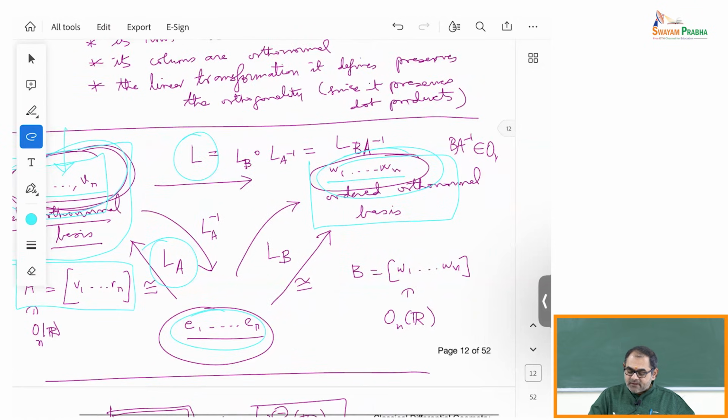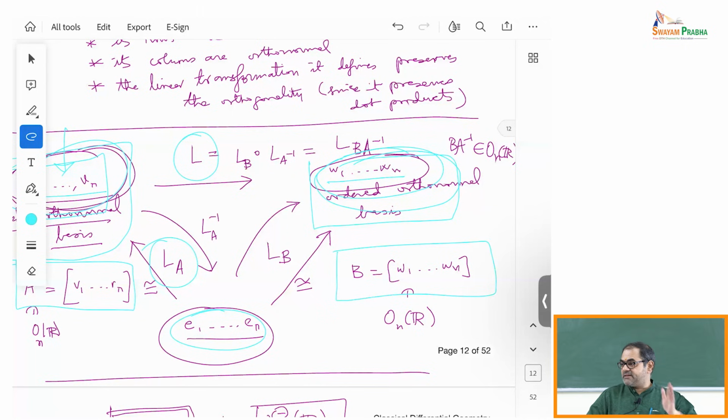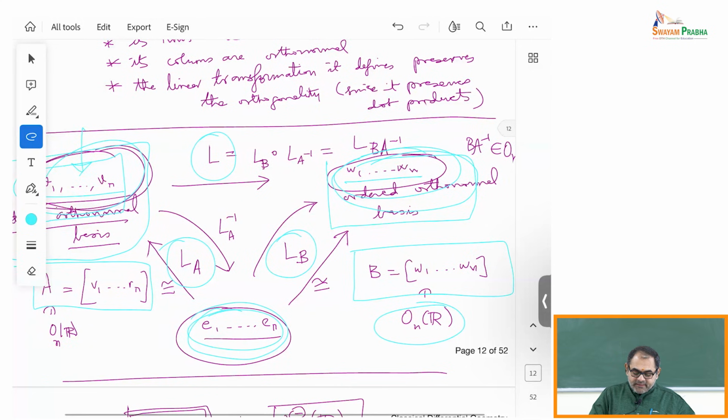Similarly, this other orthonormal basis w_1 through w_n, you construct a matrix out of that by just putting those vectors as column vectors. You will get another orthogonal matrix. And the linear map defined by that is the unique linear map that takes e_i to w_i. Now, how do you get this map L? Basically, you have to go this way and then go like this. That means you have to go by L_A inverse and then apply L_B. So it's first apply L_A inverse, then apply L_B.